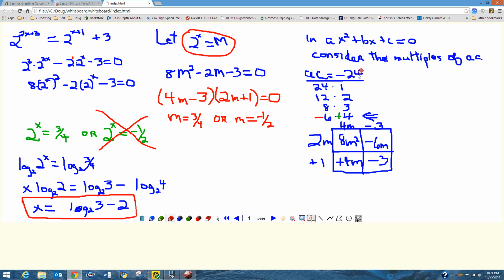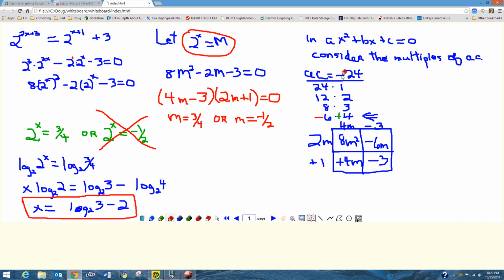The multiples of 24 are 24 times 1. 2 goes into 24, so 12 times 2. 3 goes into 24 8 times, so 8 and 3 are multiples. And 4 goes into 24 6 times, and it's here that I realize I'm looking for two multiples that will have a difference of negative 2. The numbers that I'm considering have to have different signs because I want them to multiply together to give me a negative 24.